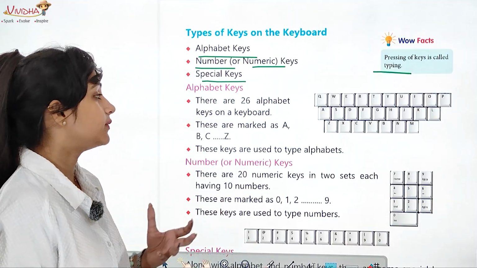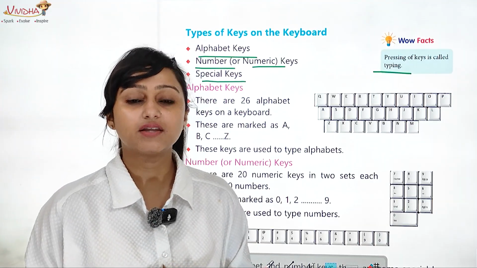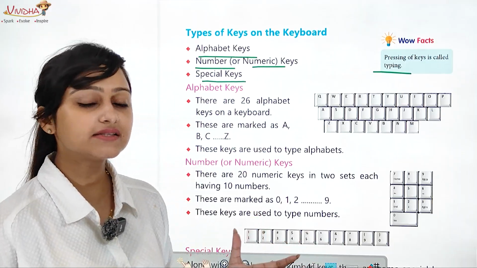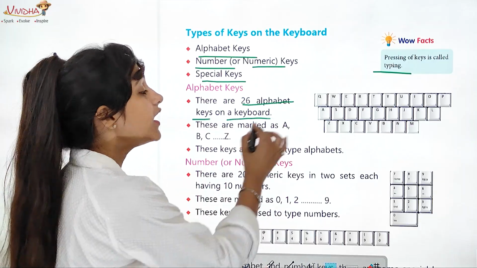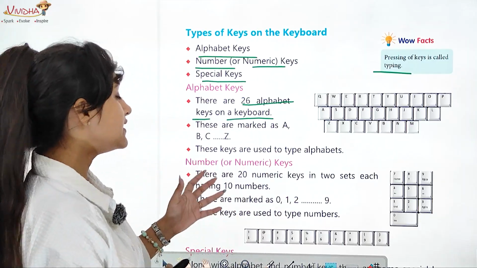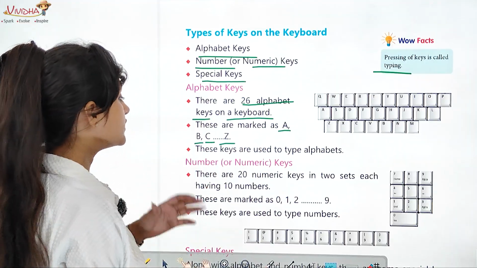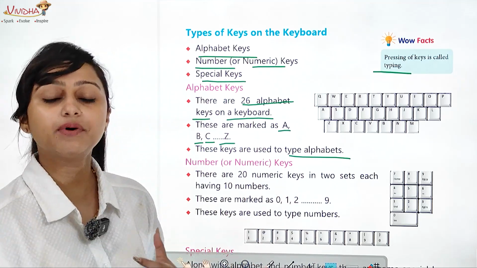So what are alphabet keys? How many alphabets are there in English? There are 26 alphabets, A to Z. So how many keys will there be? There are 26 alphabet keys on a keyboard. These are marked as A, B, C up to Z. All these keys are used for typing alphabets.